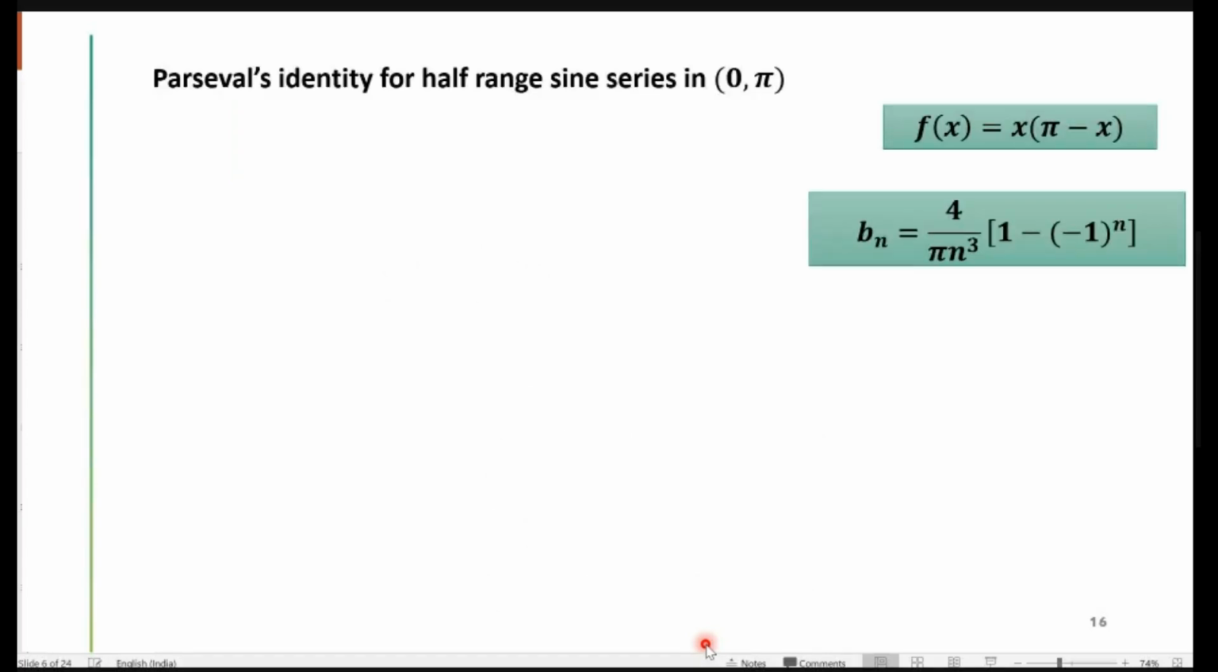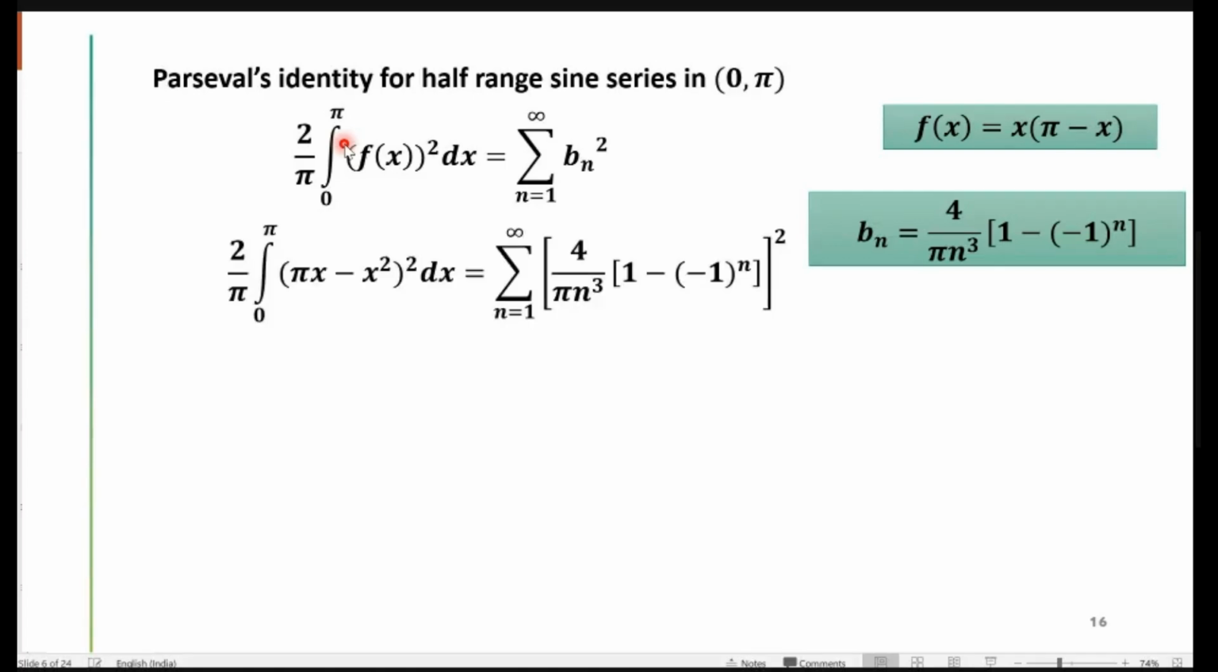हाफ रेंज साइन सीरीज, तो आउटसाइड द इंटीग्रेशन आ जाएगा 2 by pi इंटीग्रल 0 to pi f of x का स्क्वायर और bn स्क्वायर. f of x is this function, bn is this function. Substituting, integrating on the left hand side and calculating the required series. Substituting for the function f of x.